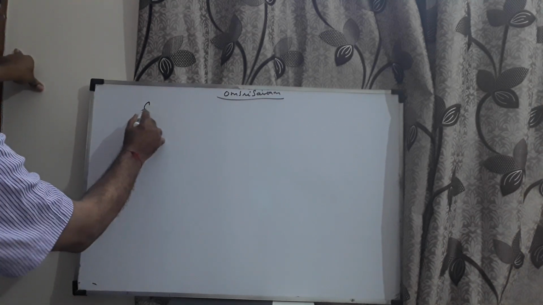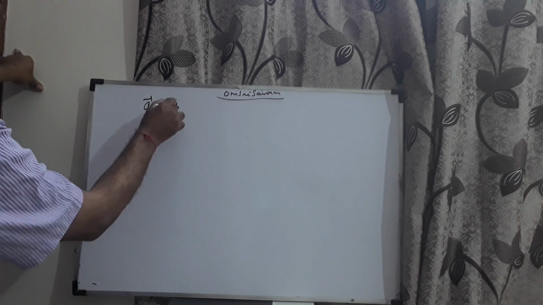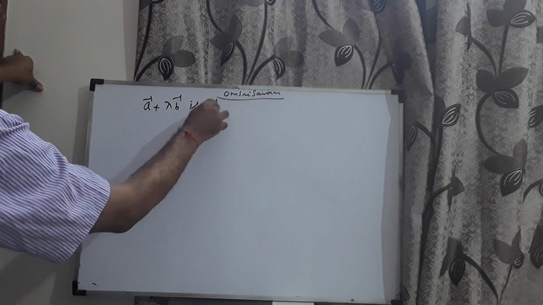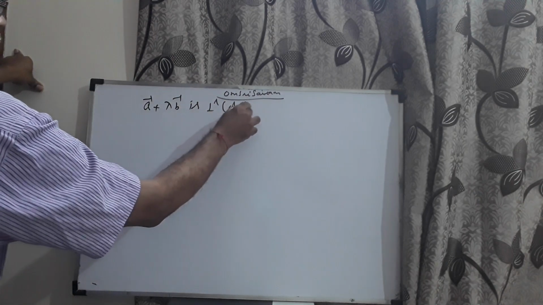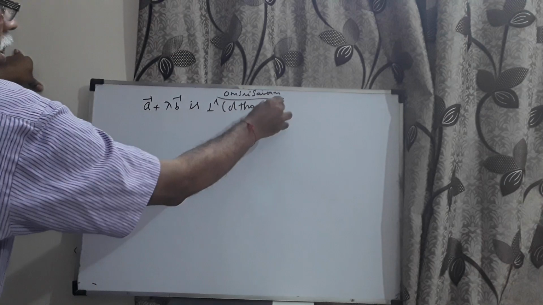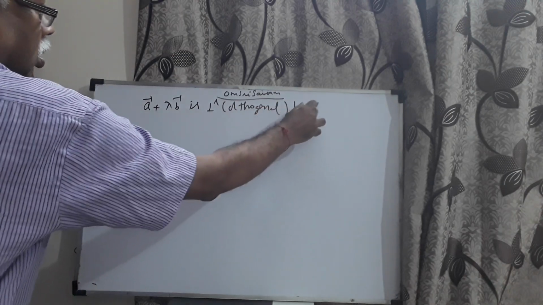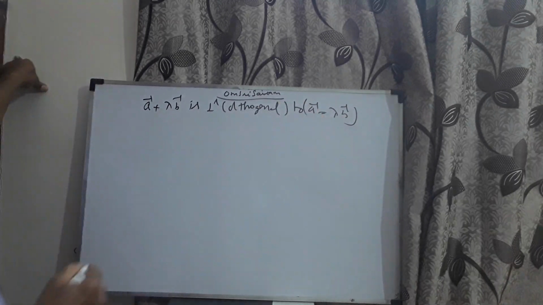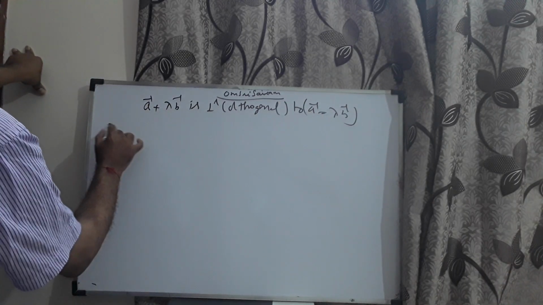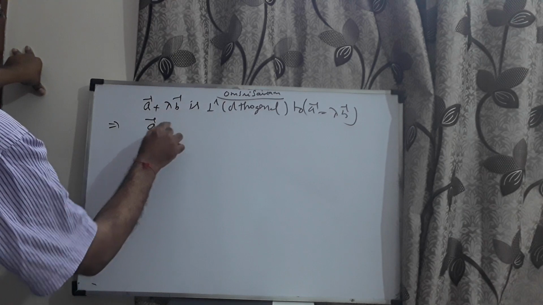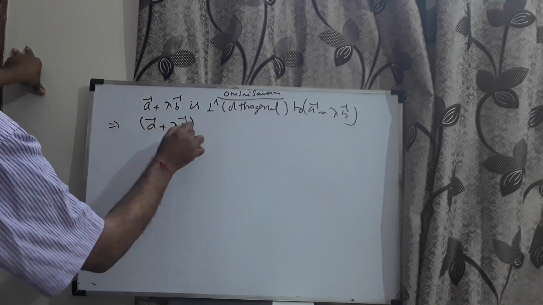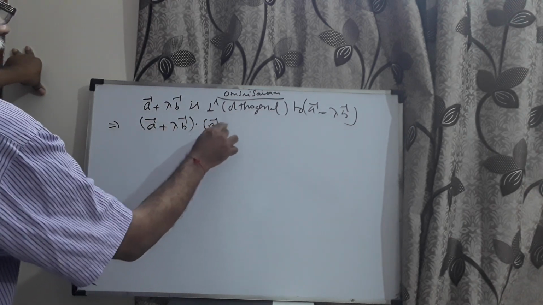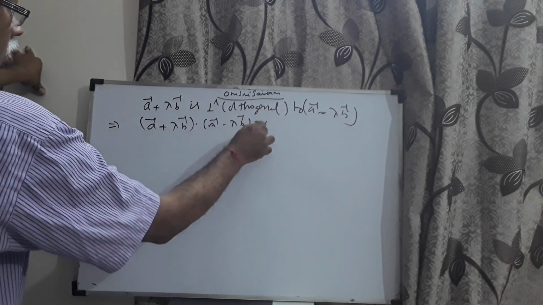Okay, the condition for two vectors to be perpendicular is A dot B is equal to 0. Now, A plus lambda B is perpendicular or orthogonal to A vector minus lambda times B vector. This is what is given to you, which will imply A plus lambda B dot A minus lambda B is equal to 0.